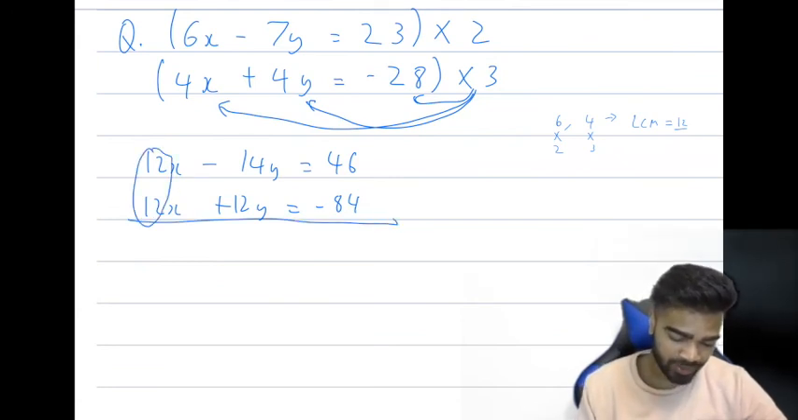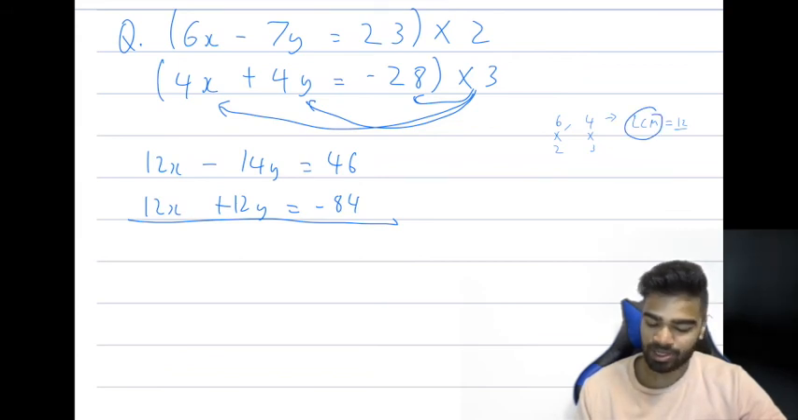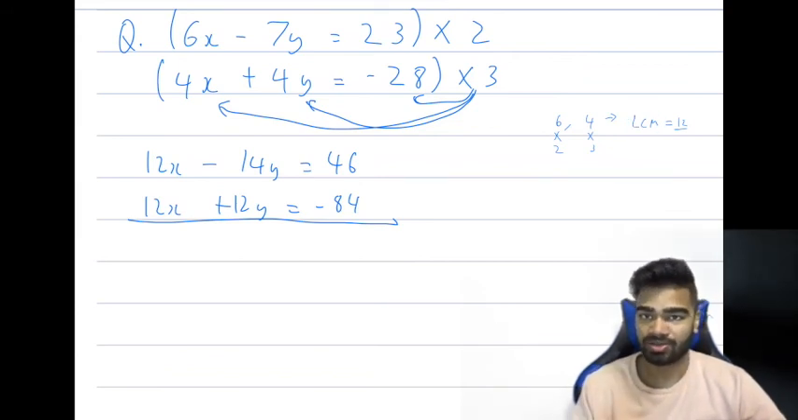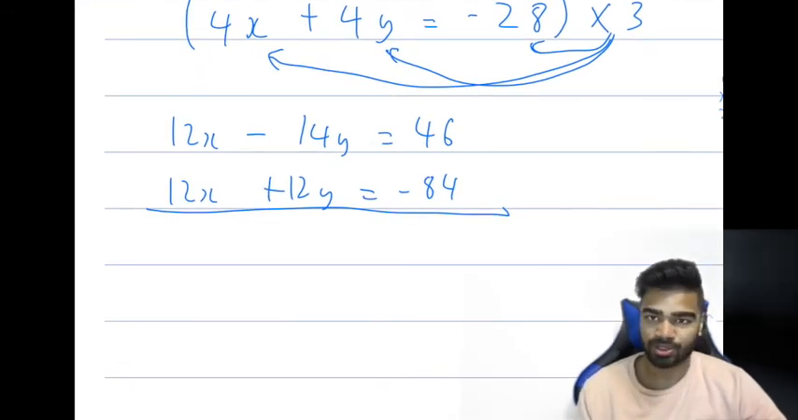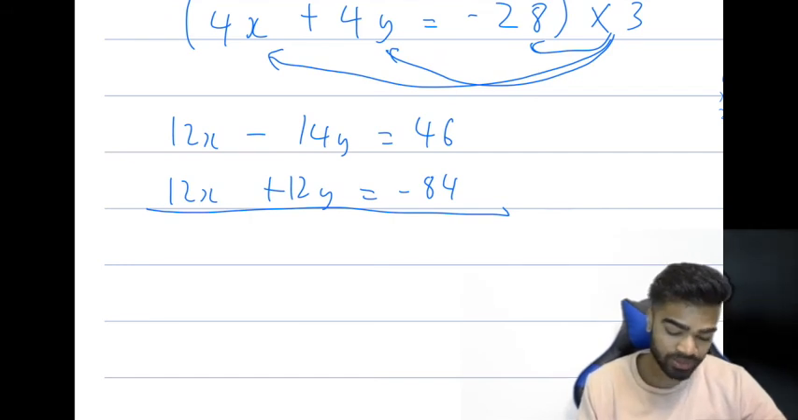We have 12x and 12x at the same time. So pretty much identify the lowest common multiple and find out what you need to multiply by to get to that lowest common multiple. Okay, hope that makes sense. So from here, it's the same question what we've always been doing. And we need to add or subtract.